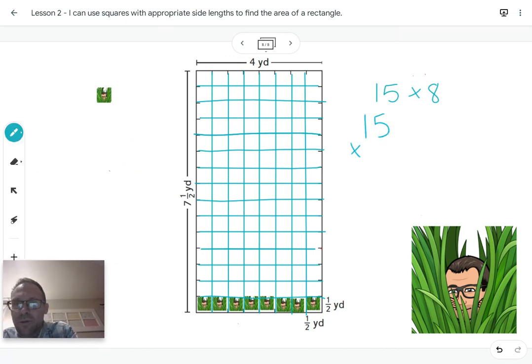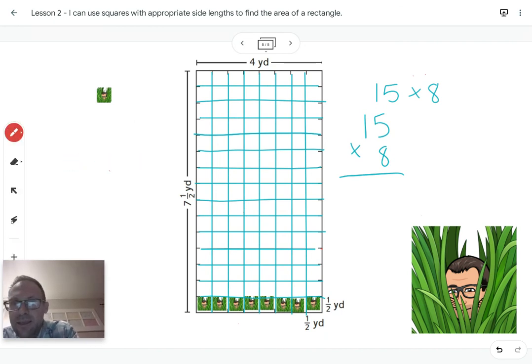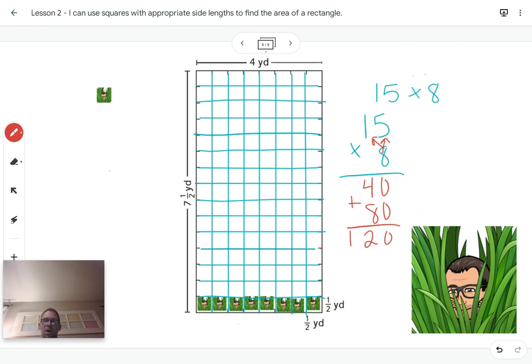Let's use partial products, okay? 15 times 8. So I'm going to go ahead and do 8 times 5 first. That's 40. I'm going to do 8 times 10. That's 80. Add up my partial products and get 120. I need 120 tiles in order to never have to mow again, to cover my yard, this yard right here. All right, and I knew I needed half.